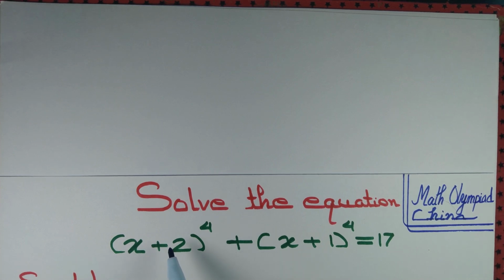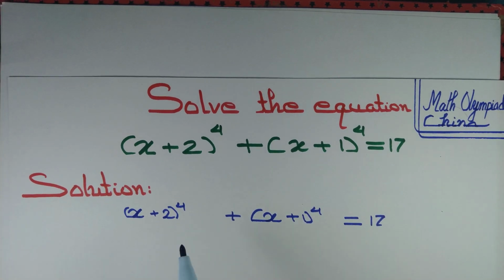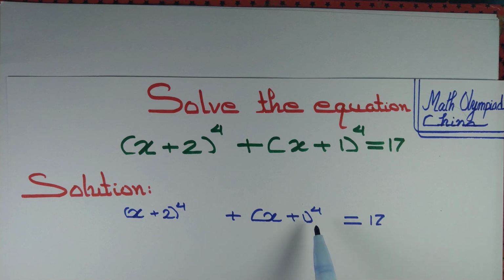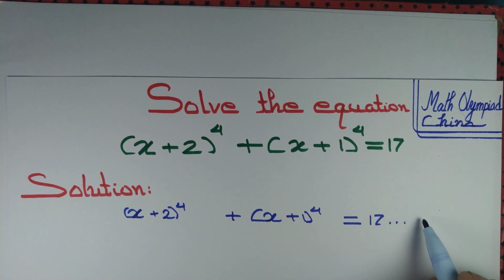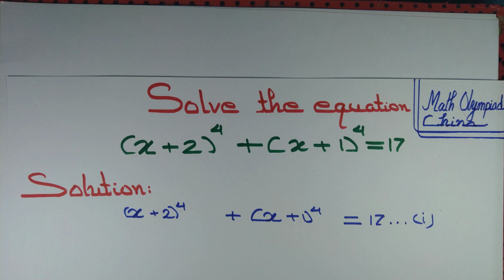Let us solve the equation (x+2)^4 + (x+1)^4 = 17. So we write the equation once again: (x+2)^4 + (x+1)^4 = 17. Let's write this one as equation 1.